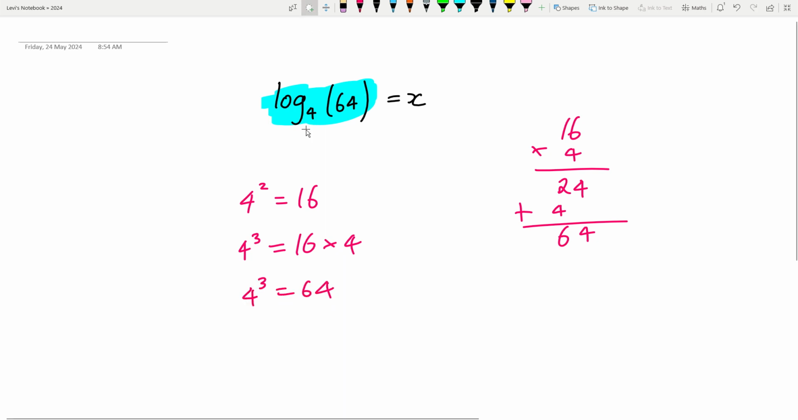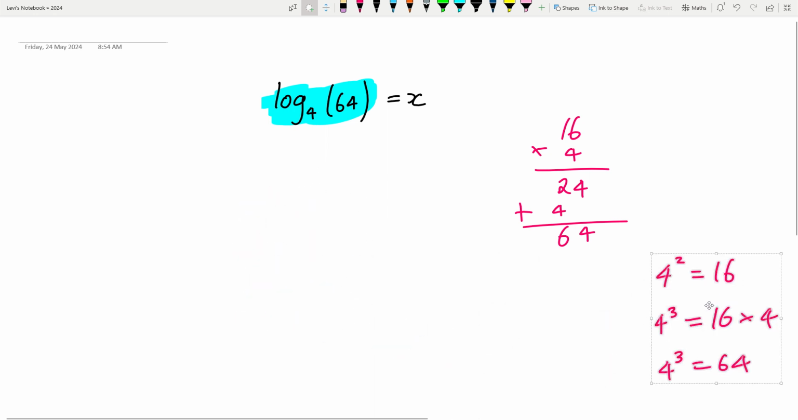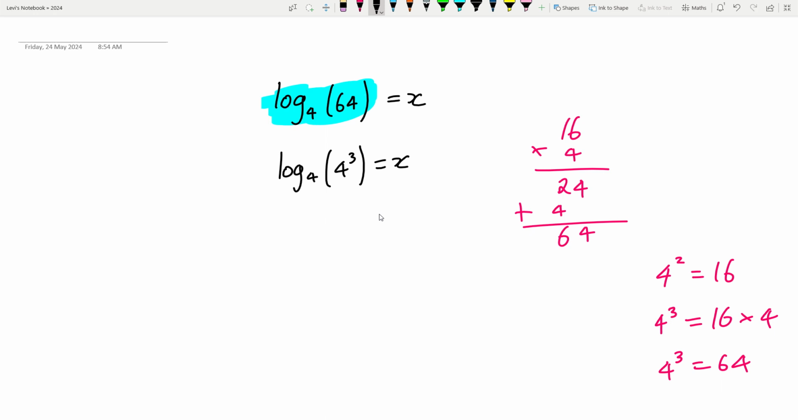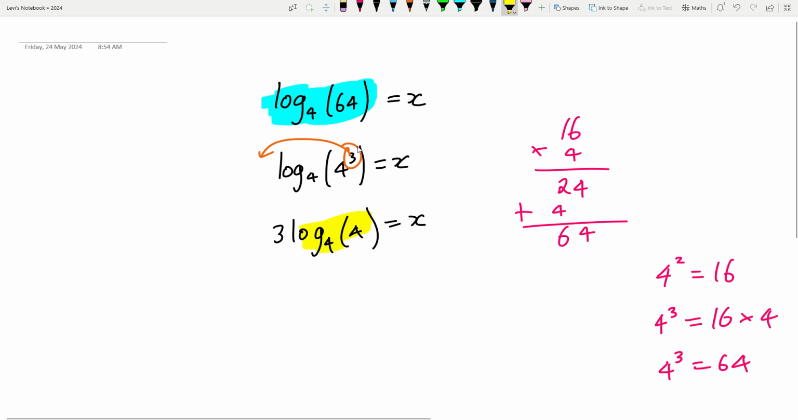So if we chuck that into our logarithmic equation, what we're going to have is log base 4 of 4 to the power of 3 is equal to x. Now using the log laws we learned in the last video, we know we can take this power outside. So we can rewrite this as 3 log base 4 of 4. And we also know log of a number of that same number is just equal to 1. So this is just equal to 1. So we have 3 times by 1 is equal to x. So x is equal to 3.